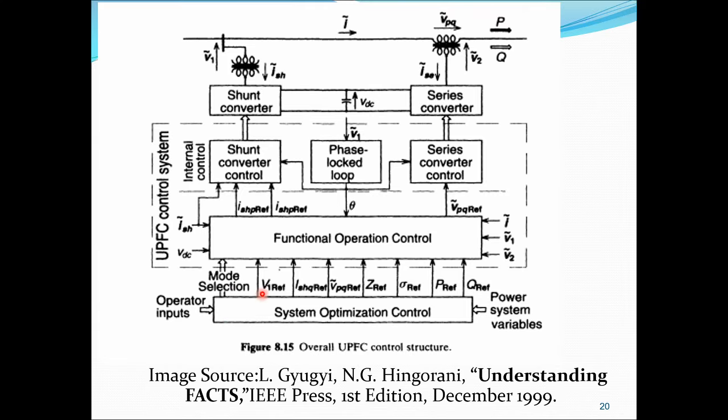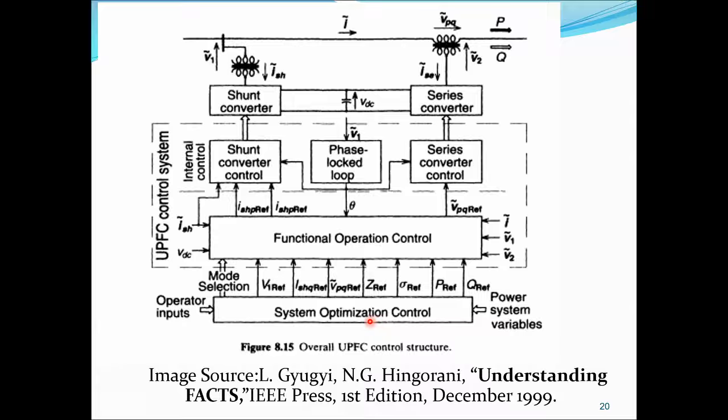Mode selection: which thing I would like to give to function this entire UPFC, all these parameters I would like to give. Another one, power system variables. We all know these variables: V1 reference, shunt current, VPQ reference, impedance, sigma, active and reactive power reference. These are the reference values. With the help of these reference values only, I would make the controlling strategy. That's why all these are given from the system optimization control.